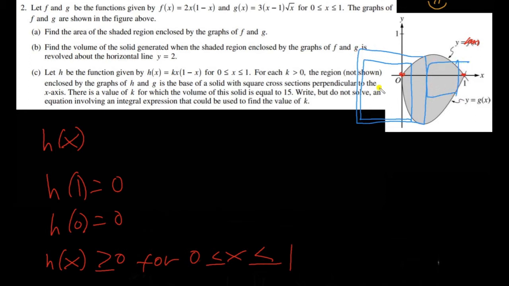And so we have a bunch of different square cross sections. And then let's find an expression for those cross sections first, okay? So we know that h of x is going to look kind of like f of x. So I'm just going to leave this here to make our lives easier. We'll just pretend that this is h of x, okay?